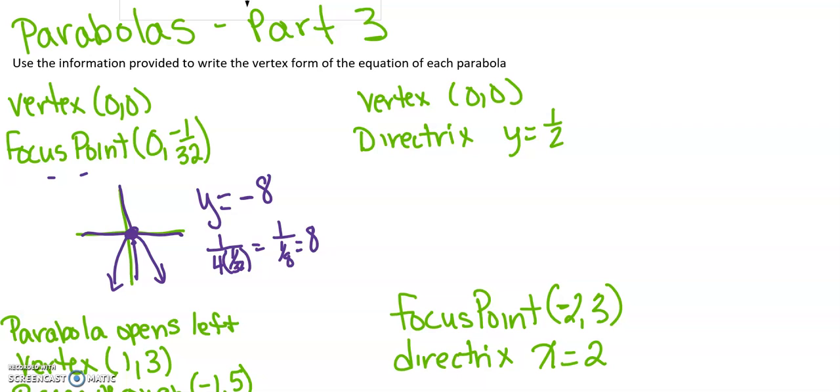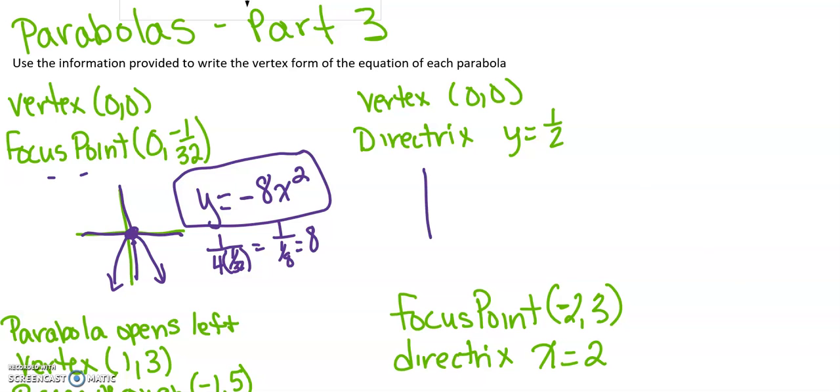My vertex is at 0, 0. So I did not have to add or subtract anything for my parabola. I just know that it's x squared. So this is my equation. And again, you don't have to draw the picture. It just helps me visualize what I'm doing.